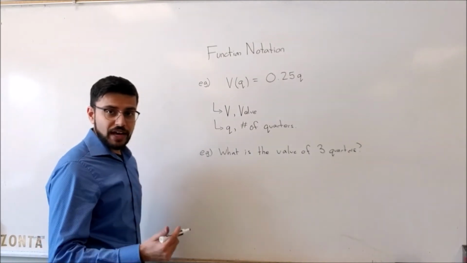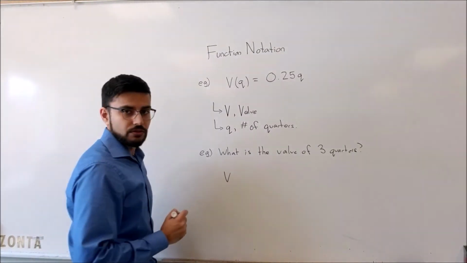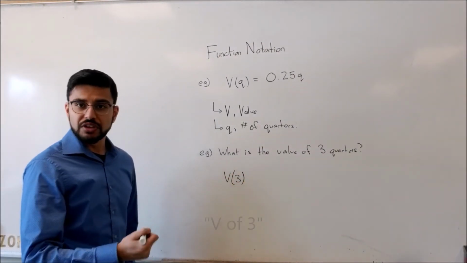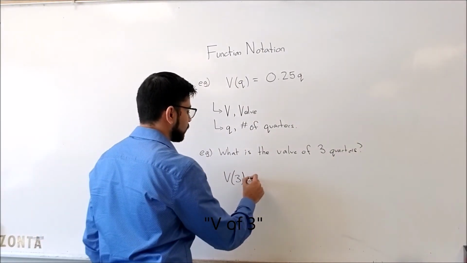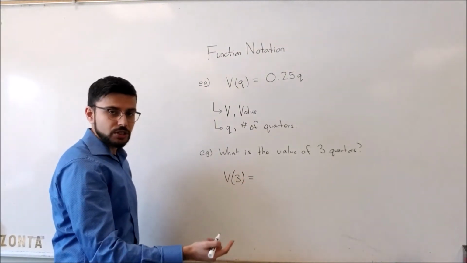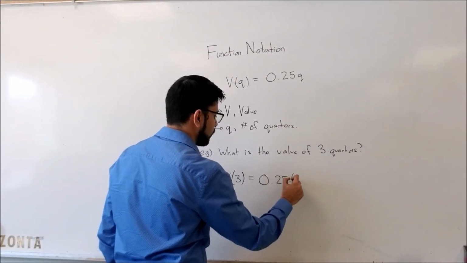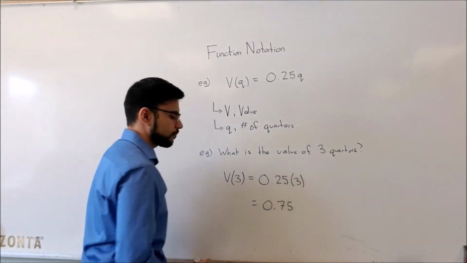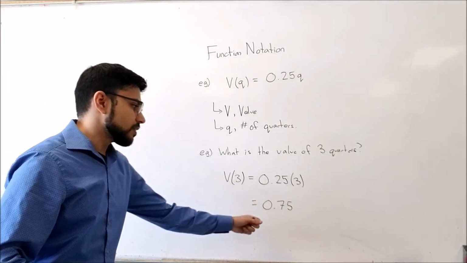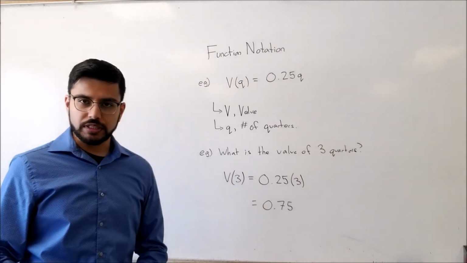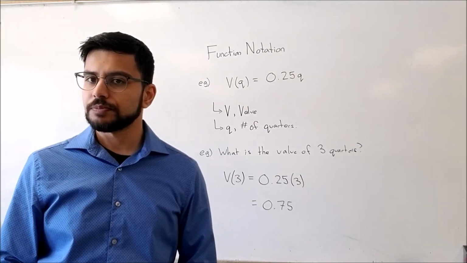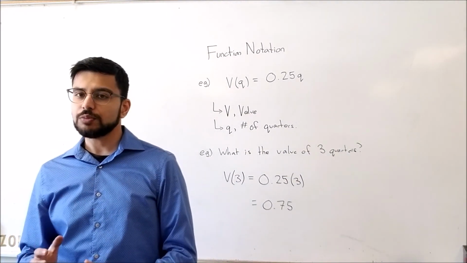So we're looking for the value, V, of 3 quarters, so V of 3. And because we changed our Q to a 3, we have to change the Q in our equation to a 3 as well. So the value of 3 quarters, that's what this first part is saying, is equal to 0.75. That is function notation.